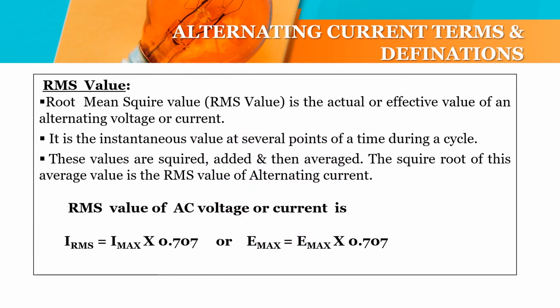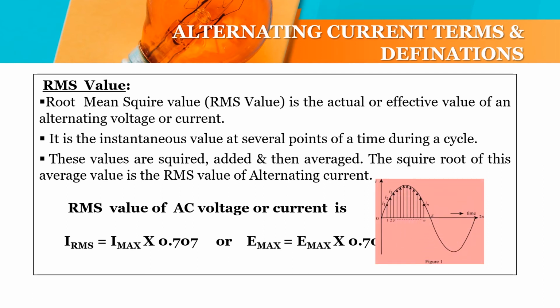RMS value, root mean square value, is the actual or effective value of an alternating voltage or current. It is the instantaneous value at several points of time during a cycle. These values are squared, added, and then averaged. The square root of this average value is the RMS value of an alternating current. RMS value of AC voltage or current is given below.